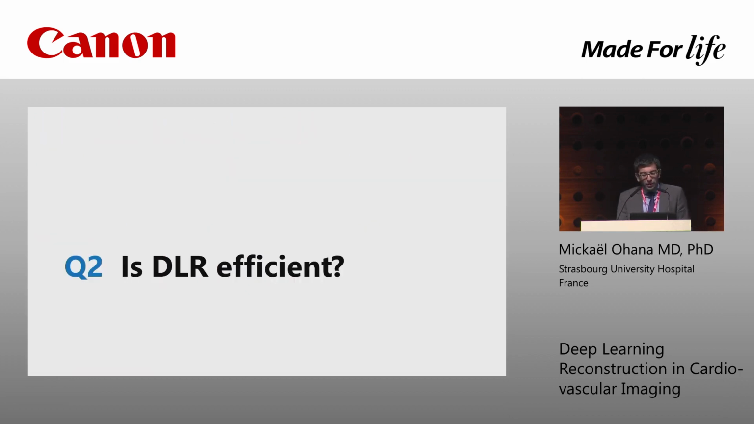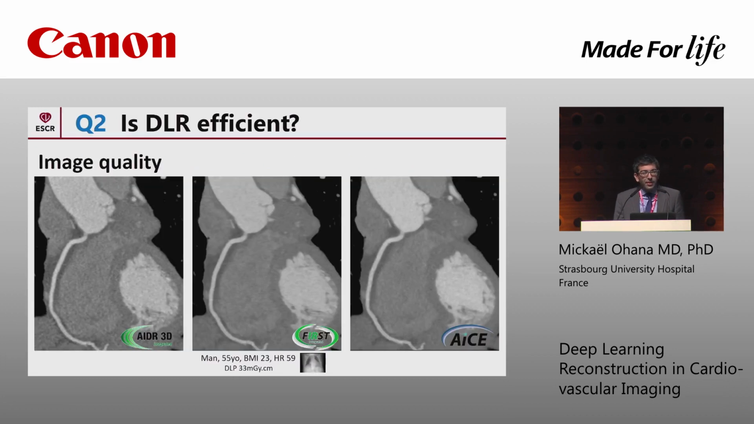Okay, so we've seen how it is working. The question is, is it efficient? So the first point, and I think it's the most important one, is the image quality. So these are the same images, a 55-year-old patient with low BMI, DLP was 33. This has been reconstructed with the usual iterative reconstruction, IDR 3D. This with model-based iterative reconstruction first, which is supposed to be the standard of care, and here with deep learning reconstruction ACE.